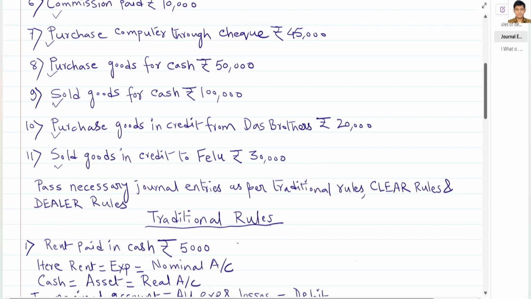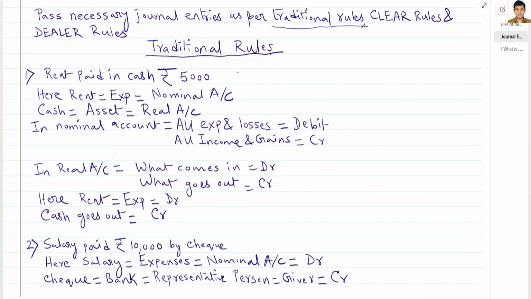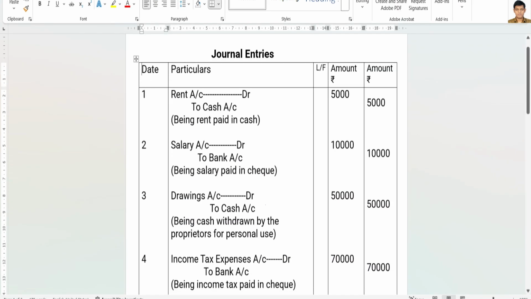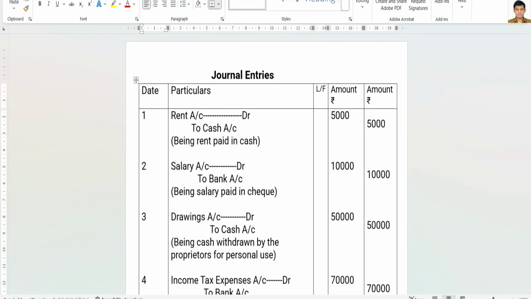Pass necessary journal entries as per the traditional rules, clear rules and dealer rules. But in this video, I will explain only the first one, that is the traditional rules. So let us start. First of all, the pro forma of the journal entry will be like this. It will be in this format.